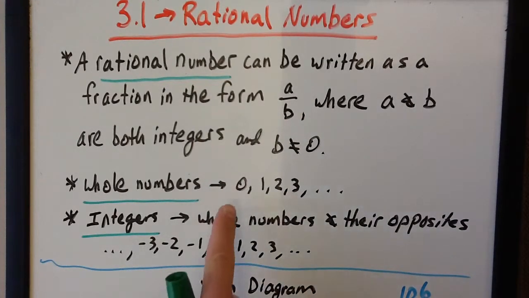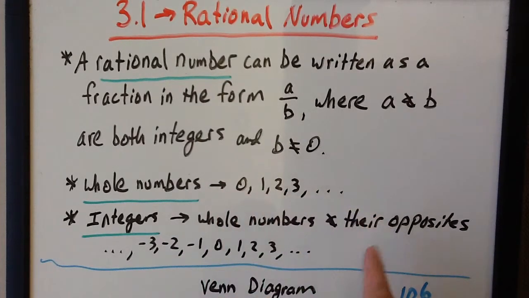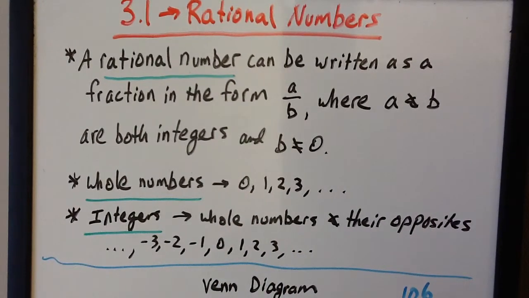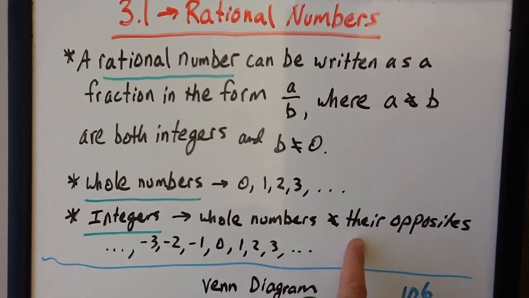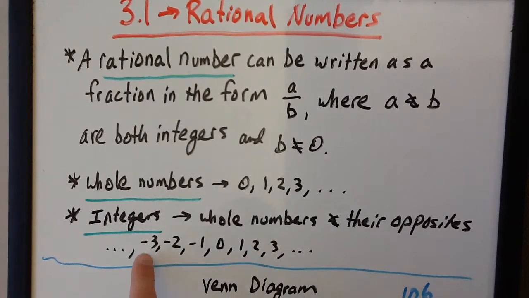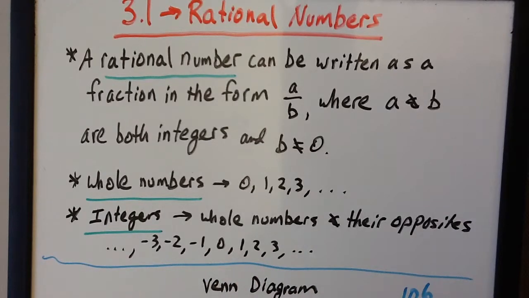Remember that whole numbers are numbers like 0, 1, 2, 3, and so on. They start with 0 and go up by 1. And integers are all the whole numbers and their opposites, so like -3, -2, -1, 0, 1, 2, 3, and so on.